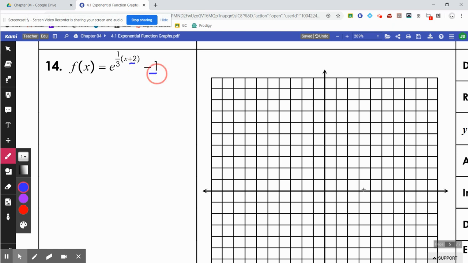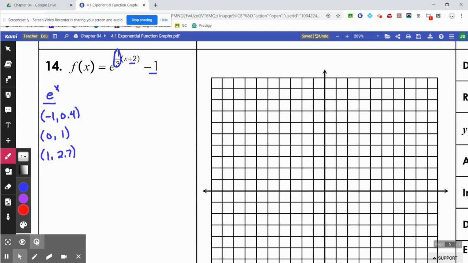And the next one, we're graphing e raised to the 1/3 x plus 2 power, minus 1. So we have a couple of transformations that are just translations, and then we have this 1/3 that's going to either stretch or compress. So let's go ahead and we'll try to work this with our parent function. So let's identify a few points off our parent function. And now let's perform our transformations.